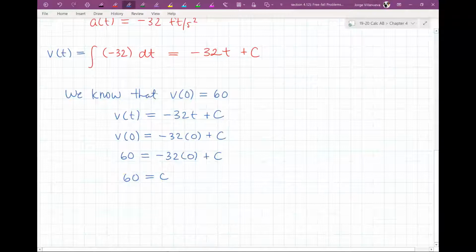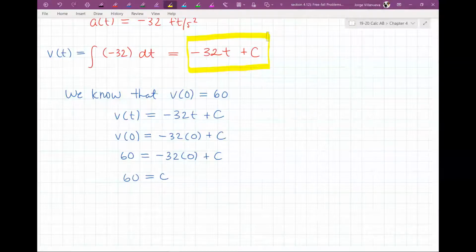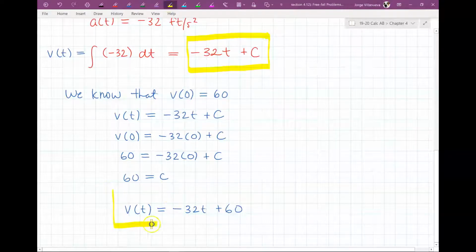Now I want to remind you guys of something. This answer here is called a general solution for velocity, okay? That's our general solution for velocity. I just found out what c is. So let me plug it into my v of t equation. V of t is equal to negative 32t plus 60. This equation right here is no longer called a general solution because there's no plus c. This is now called a particular solution.